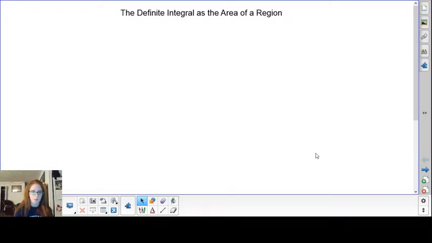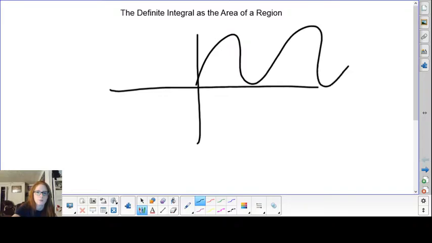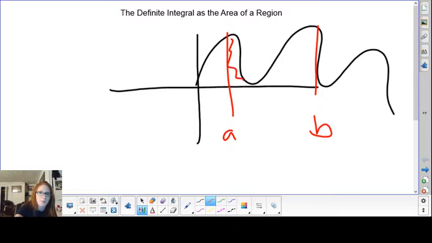Okay guys, so today we're going to talk about the definition of an integral as an area of a region. So essentially, I'm going to draw this picture, then I'm going to erase it and give you the definition. Essentially, we have some random graph of some sort. And I want to see what happens from this point, we're going to call it A, to this point, we're going to call it B. And I want to talk about what happens underneath it.